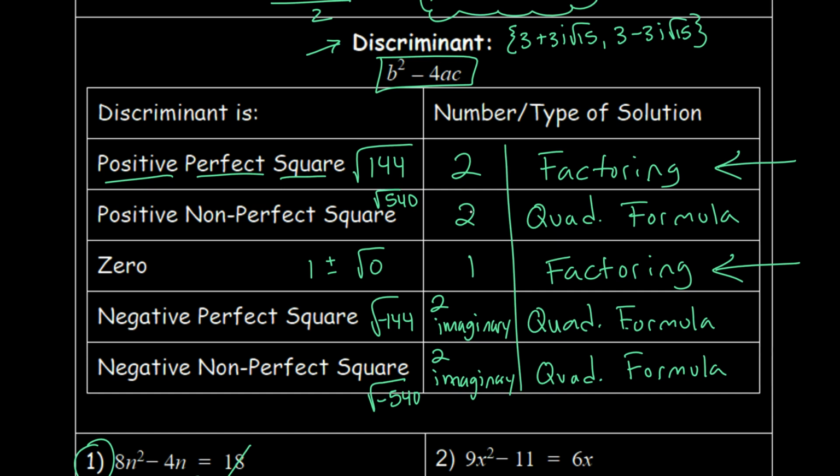So guys, on your test, you will be asked to find out what the discriminant is for a quadratic, and then you will be asked, does it factor? And what are the only two that you're going to answer yes for? Positive and 0. Yes, positive perfect square, and 0.